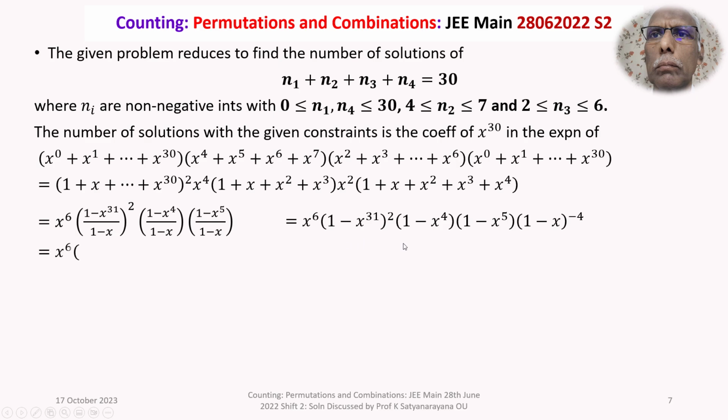So now we write down x to the power of 6 into square this one. 1 minus x to the power of 31 whole square we have written. And that is 1 minus 2x to the power of 31 plus x to the power of 62, multiply 1 minus x to the power of 4 into 1 minus x to the power of 5. That will be 1 minus x to the power of 4 minus x to the power of 5 plus x to the power of 9. And we have, for this, 1 minus x to the power of minus 4.